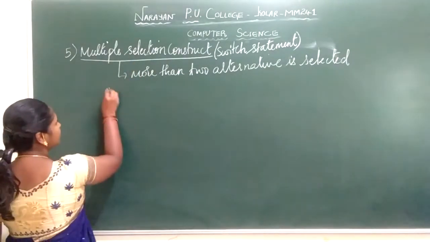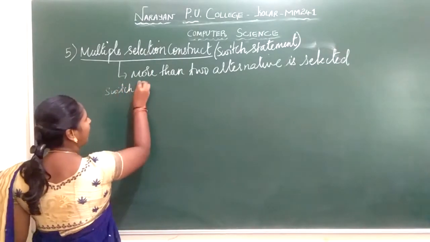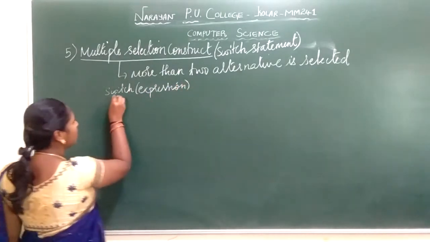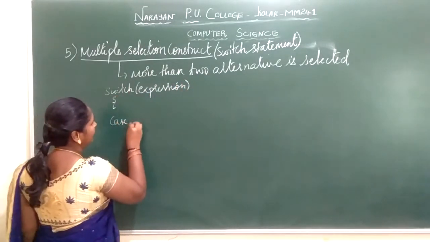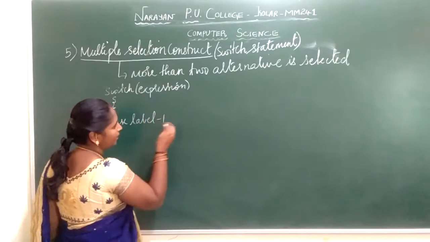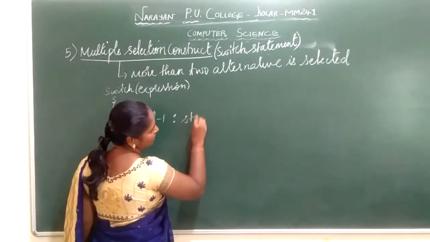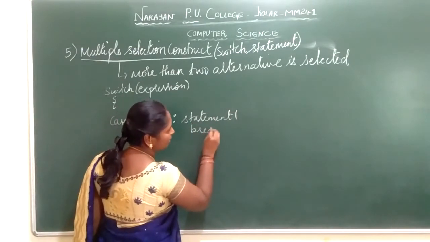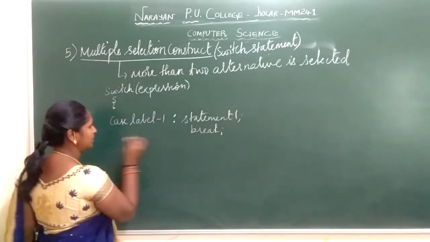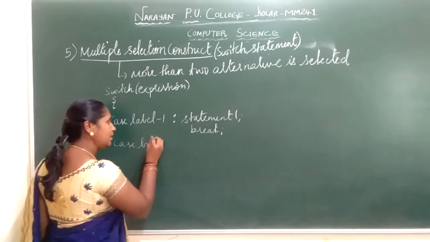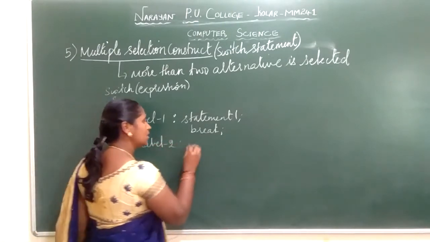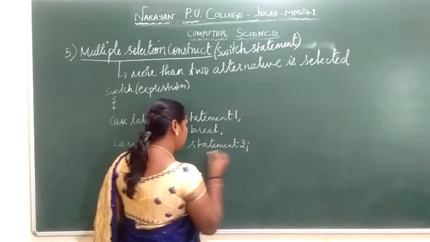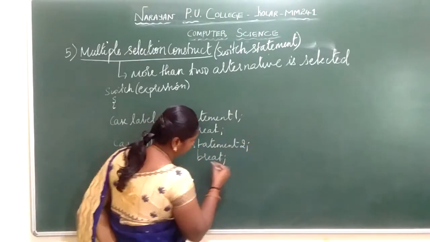So the general form here is switch expression. You are going to check case label 1. In that you are going to execute statement 1, and you are going to use a keyword called break. Next, case label 2, statement 2. Here also the keyword is break. I'll explain what it is.